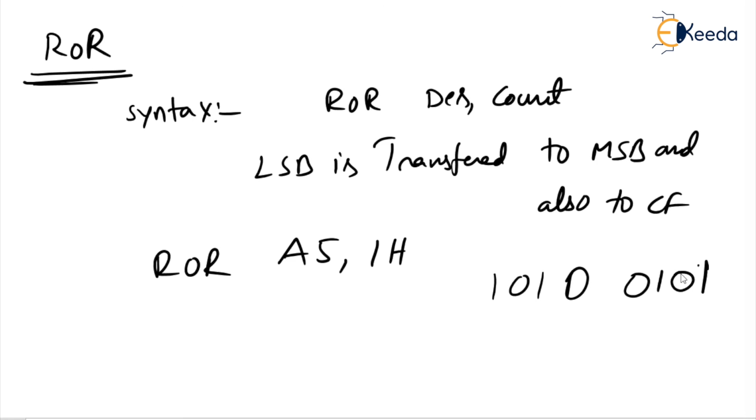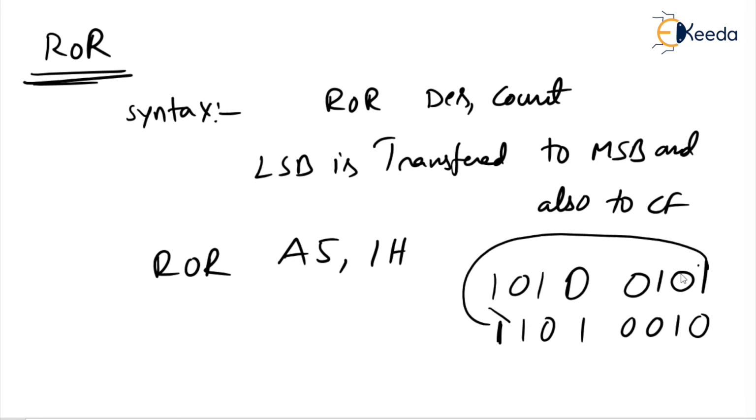Now we perform the rotate right operation. This one will come here, and this also goes to carry. If you want to perform a 2 bit rotate right, then you have to move 2 to the CL.